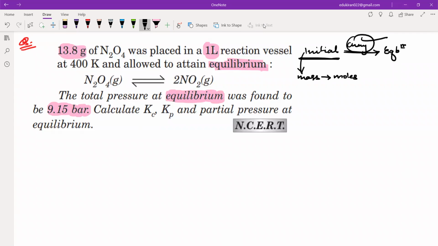Yes or no? Yes, sir. And how will you calculate from moles to concentration? That is molarity. From moles to molarity, what do you need? Volume. Volume is given. That means initial concentration is given. Yes or no? Initial concentration is given.